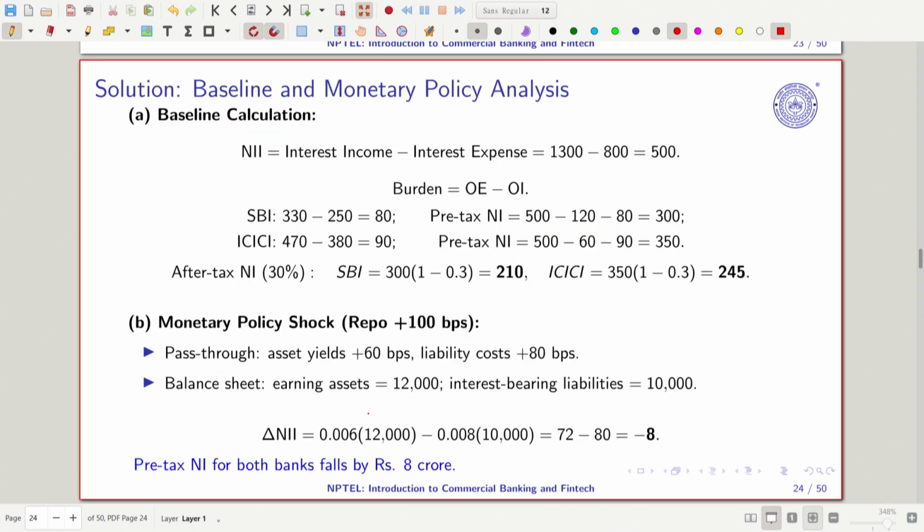So here we have the baseline calculation. Here you have the net interest income, so interest income minus interest expense. So here we have the 500. Burden is the operating expense minus operating income. Right. So this is what we get. If we just calculate, what is coming out to be? Here we have interest income minus interest expense, so this we can easily calculate. So here we have 330.